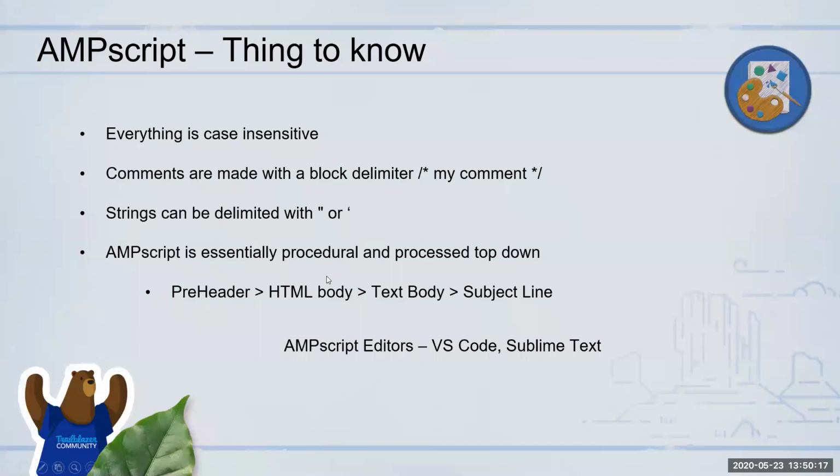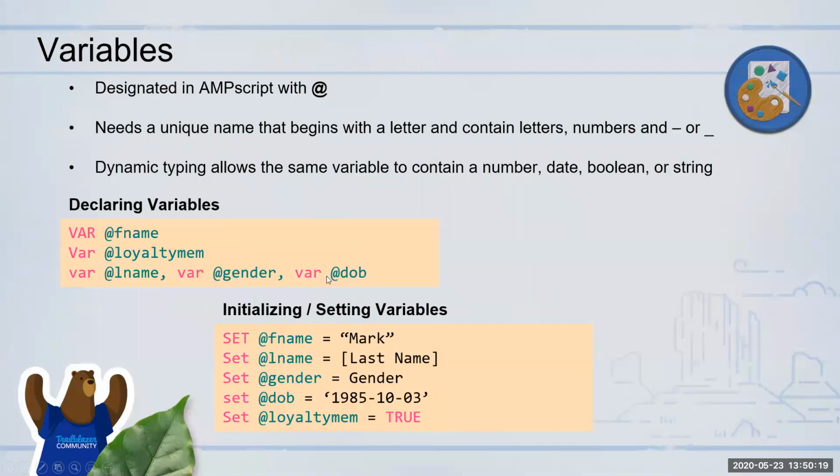Okay, so it's on this one. Now we look at variables. For every programming language that you probably have come across, if you have done a little bit of programming, you definitely need variables to store temporary data, right? So in AMP script, you will use a variable with the @ symbol. You just have to declare using var. So you declare a variable using this var keyword, followed by the variable name that you want.